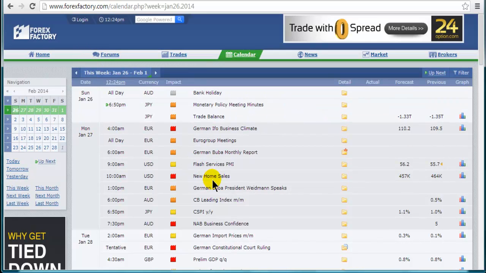On Monday, the 27th of January 2014, exactly at 10 a.m. Eastern Time, that's 3 p.m. London time. We are using the same time as GMT, Greenwich time. It's exactly 3 p.m. GMT: new home sales. This will again affect the Dow Jones, the NASDAQ 100, and the S&P 500, the stock market, the forex market, and the commodity market.